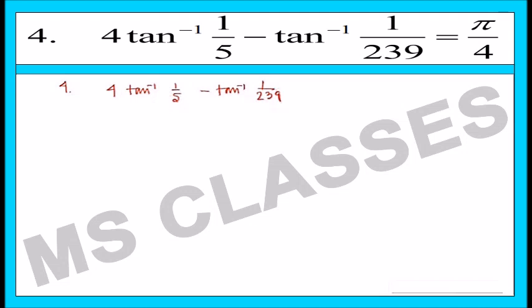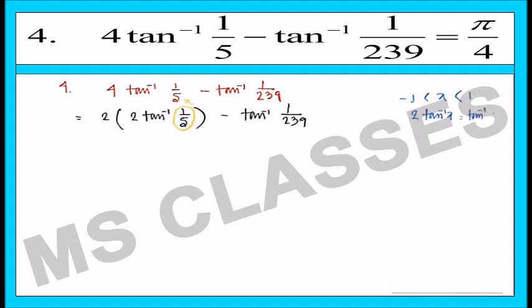Now here what will we do? 2 into 2 tan inverse of 1 by 5 minus tan inverse of 1 by 239. Okay. 2 into 2 tan inverse of 1 by 5. Now this value is x. Now here what do we understand? x here is less than 1 and greater than minus 1. So here the 2 tan inverse of x formula is what? Tan inverse of 2x by 1 minus x squared. So here we apply that.